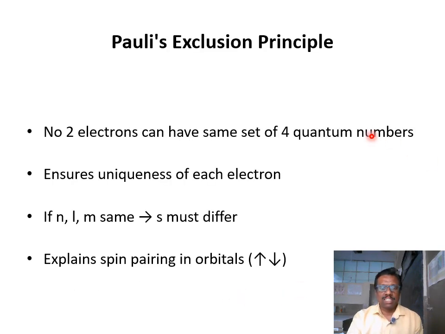Pauli's exclusion principle. This principle tells that no two electrons can have the same set of four quantum numbers. So if an electron is there in an atom, it cannot have all the four quantum numbers the same. It ensures uniqueness of each electron. If n, l, m are the same, at least in s it must be different. This explains the pairing of electrons in the orbitals. So pairing takes place if one is upward spin and another electron is downward spin.